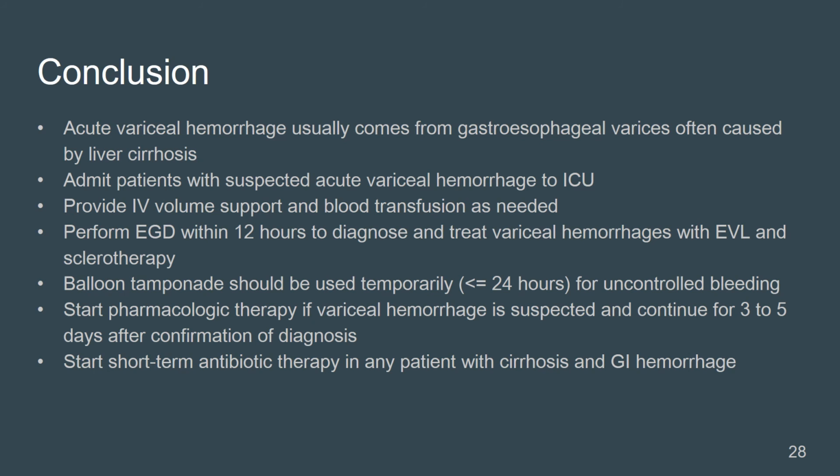In conclusion, acute variceal hemorrhage usually comes from the gastroesophageal varices, often caused by liver cirrhosis. You want to admit patients with suspected acute variceal hemorrhage to the ICU. Be sure to provide IV volume support and blood transfusions if they need them. Perform EGD within 12 hours to diagnose. The balloon tamponade should be used temporarily. Start pharmacological therapy if the hemorrhage is suspected, and continue for 3 up to 5 days after confirmation of the diagnosis. And make sure you start short-term antibiotic therapy in any patient with cirrhosis and GI hemorrhage.